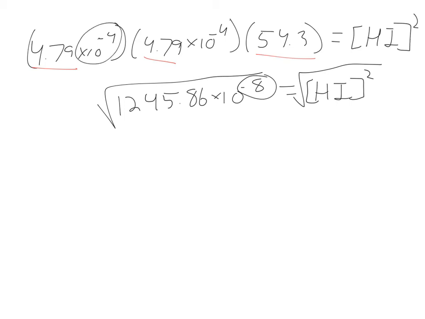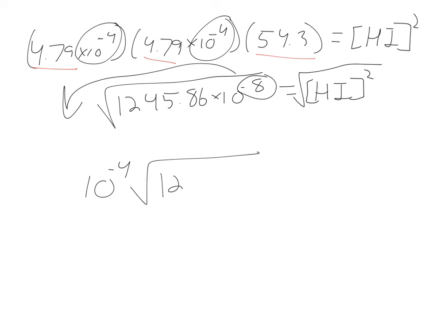I took 10 to the minus 4 times 10 to the minus 4. That's 10 to the minus 4 squared. It's 10 to the minus 8. If I take the square root of 10 to the minus 8, I'm going to get 10 to the minus 4. So I can pull that out of the square root. That's going to be 10 to the minus 4 times the square root of 1245.86. Which is a lot easier to put into a calculator. Just don't multiply the 10 to the minus 4.